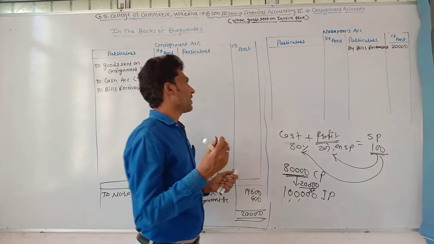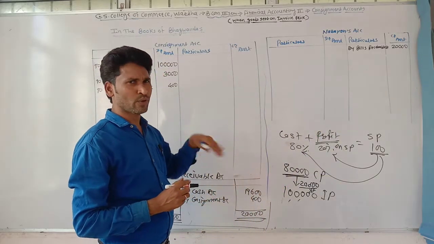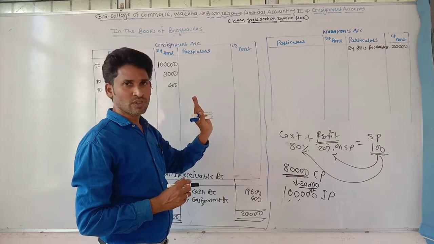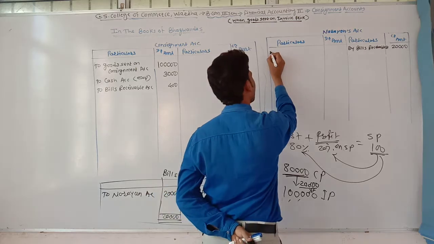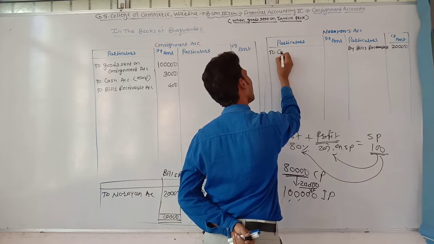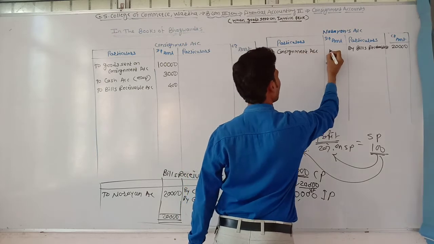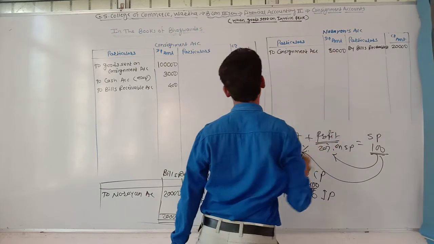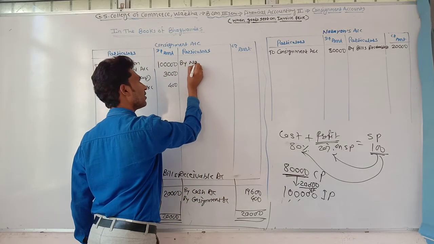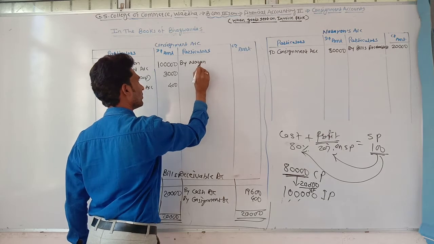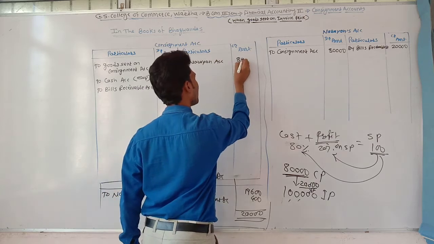Okay, so the entry for that: when Narayan sold the goods on cash or credit, we don't know which, just sold the goods. For that, Narayan's account is debited and the consignment account is credited. So at the debit side of the Narayan account, write to consignment account rupees 80,000, and at the credit side of the consignment account, write by Narayan account rupees 80,000.